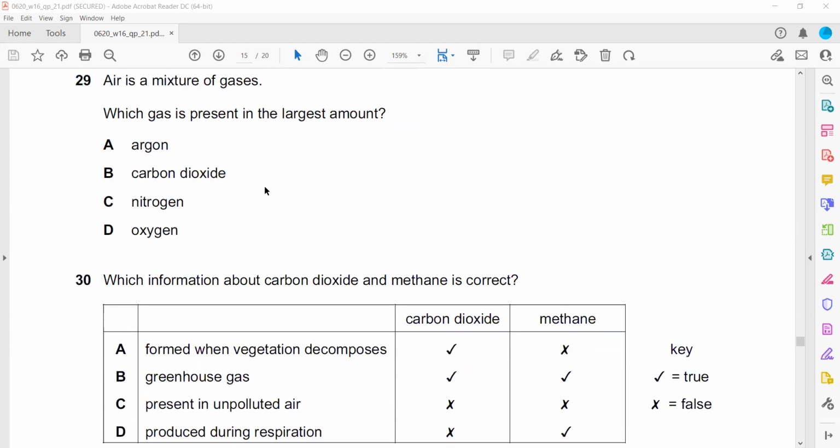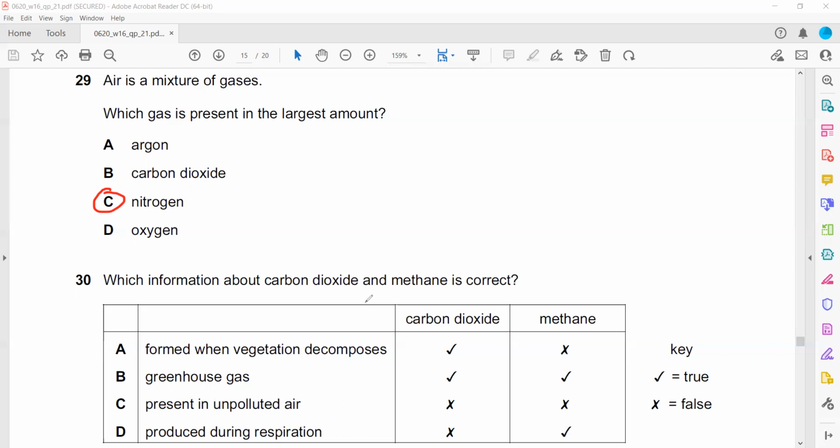Air is a mixture of gases. So which gas is present in the largest amount? Nitrogen is there in the largest amount, the largest proportion of nitrogen is present in air.